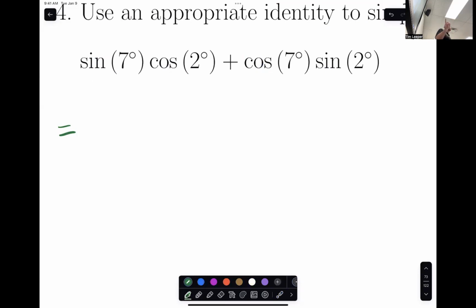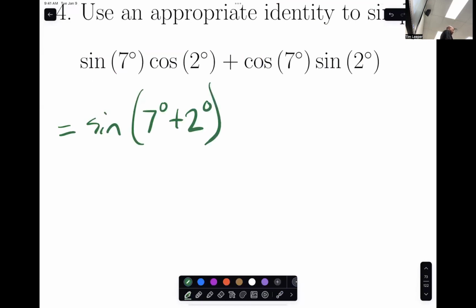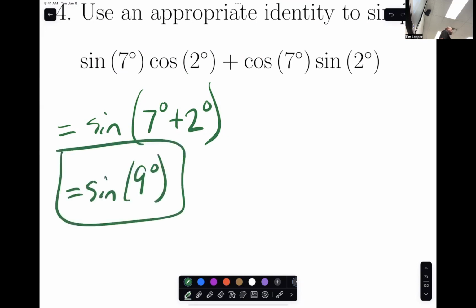Notice that this is the sine of the sum formula. In other words, this is going to simplify to sine of the first angle 7 degrees plus the second angle 2 degrees. And then just ask yourself, what's 7 degrees plus 2 degrees? It's going to give me sine of 9 degrees, and there's just nothing I can do. So that's just going to be sine of 9 degrees. Any questions about that one? But really, the only tricky part is just finding which trigonometric identity it is.